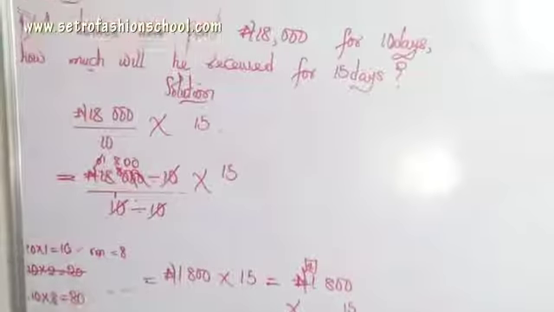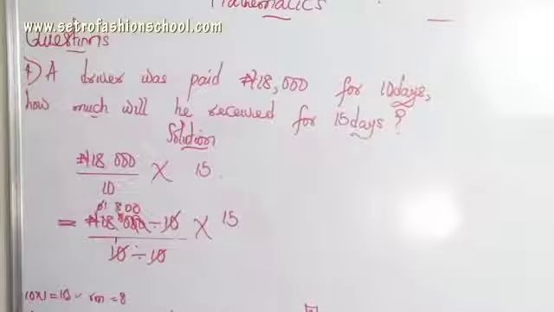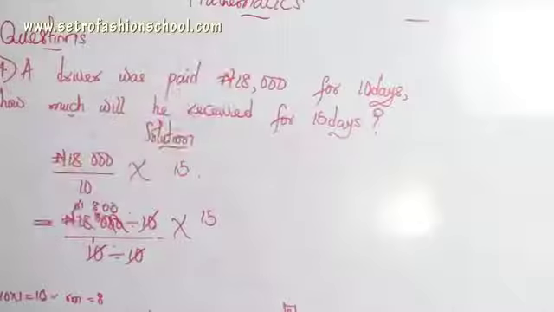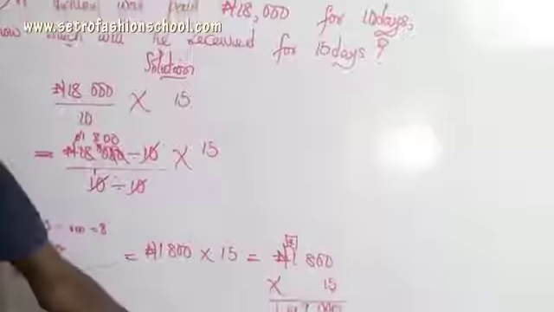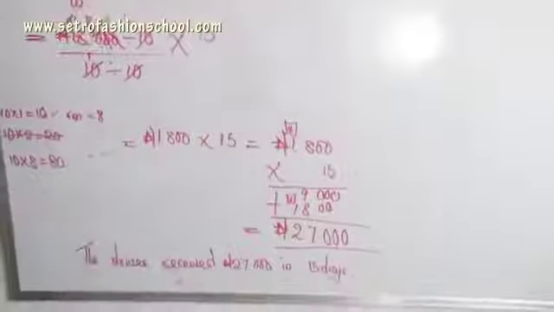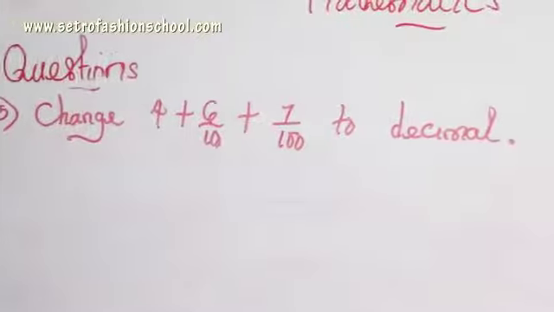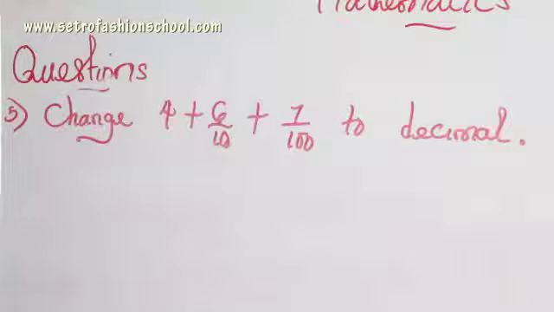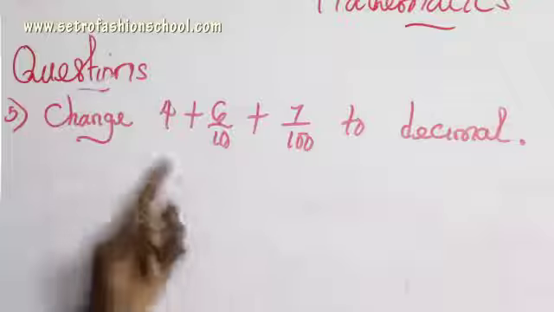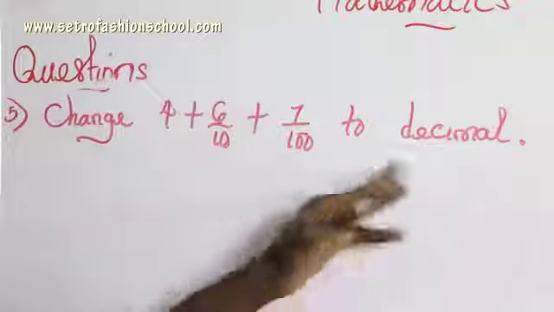You can try this on your own, after which you just shut this off, pick the question again, solve it like I have explained, and see if you arrived at the answer. If you are given this kind of question, change 4 plus 6 all over 10 plus 700 to decimal. Change 4 plus 6 tenths plus 700 to decimal.